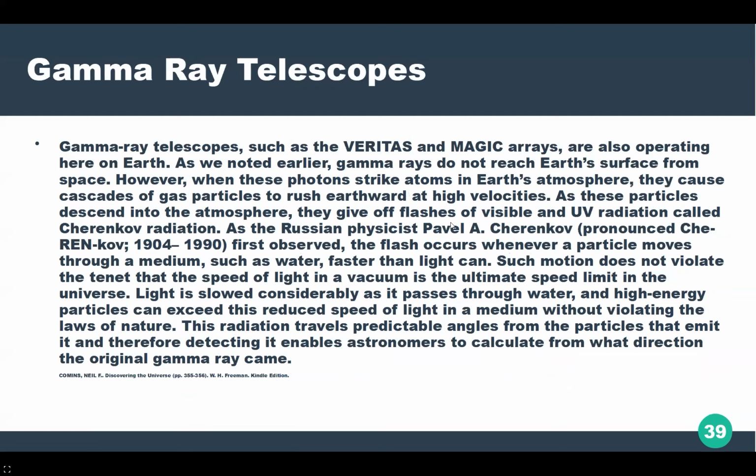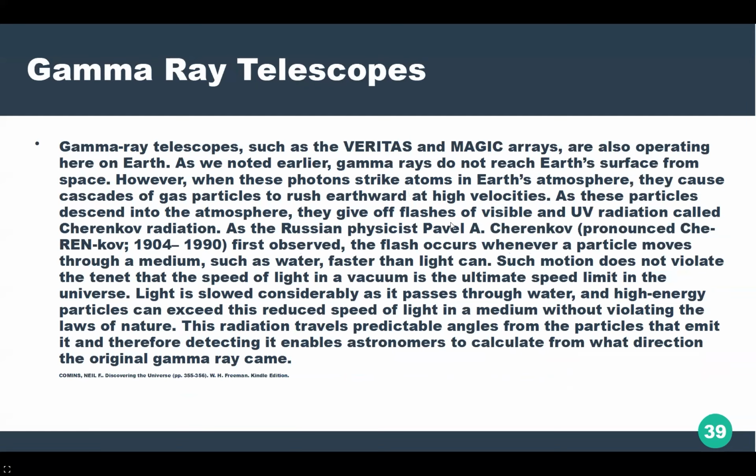Gamma-ray telescopes such as the VERITAS and MAGIC arrays are also operating here on Earth. As we noted earlier, gamma rays do not reach Earth's surface from space. However, when the photons strike atoms in Earth's atmosphere, they cause cascades of gas particles to rush earthwards at high velocities. As these particles descend into the atmosphere, they give off flashes of visible and UV radiation called Cherenkov radiation. As the Russian physicist Pavel A. Cherenkov first observed, the flash occurs whenever a particle moves through a medium, such as water, faster than light can.